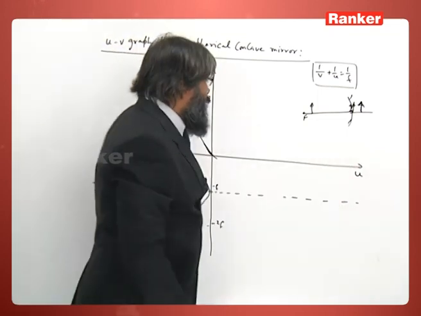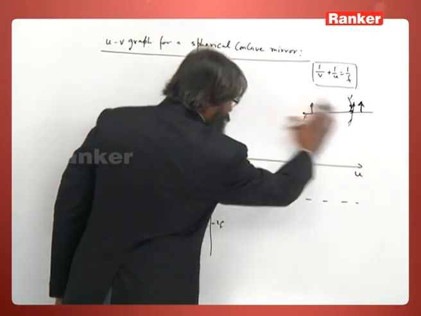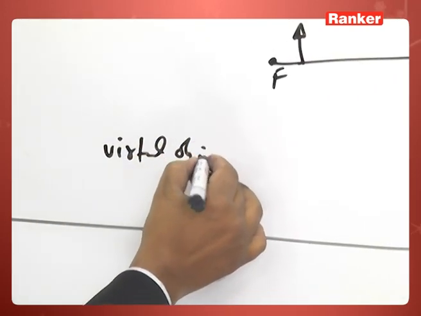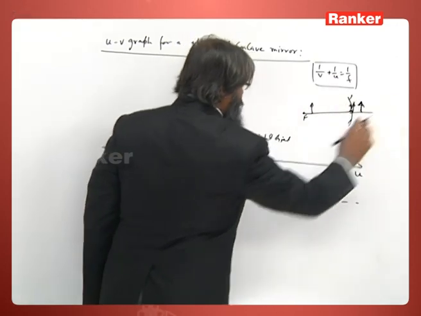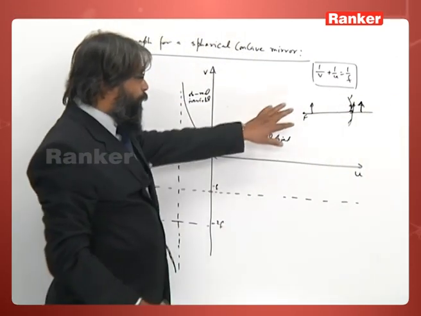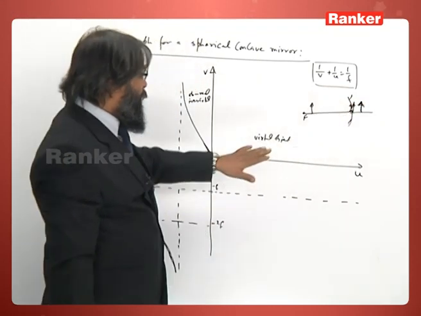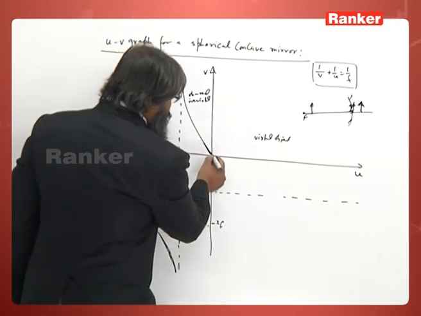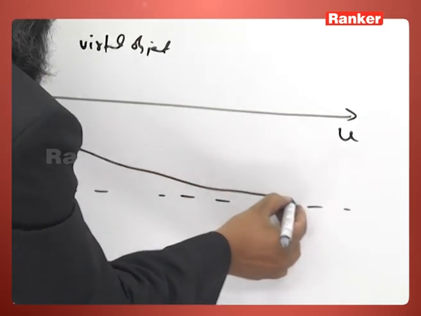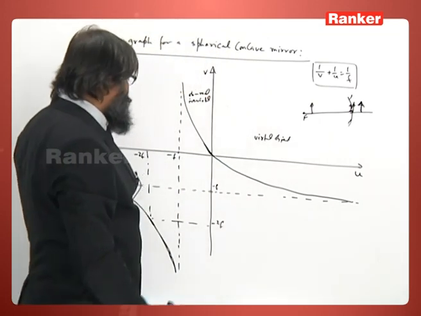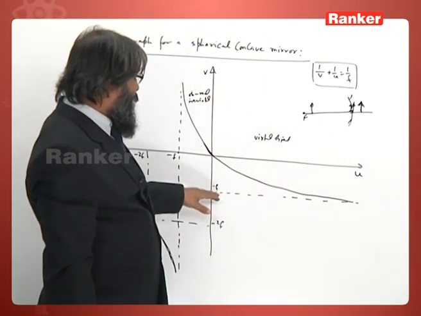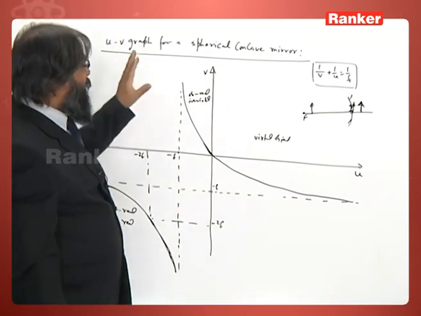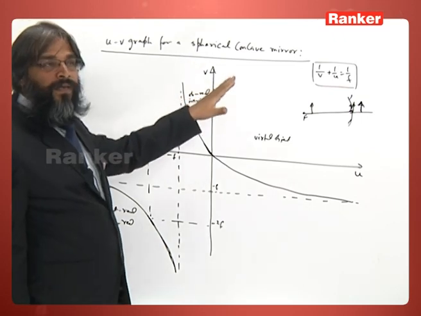But for this whole entire portion, we have a virtual object, because U is positive means this side. We have already seen that if the object is virtual, then we will get a demagnified, erect image. So this curve will go on like this. When U becomes infinity, the image is formed at minus F. So this is how U varies with V for a spherical concave mirror.